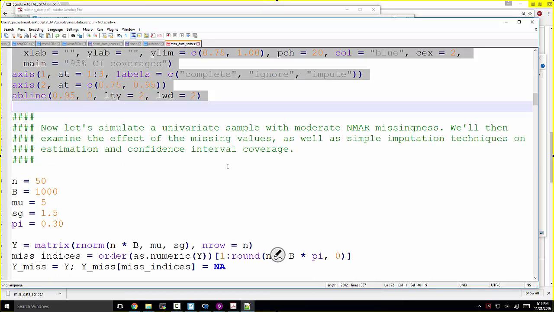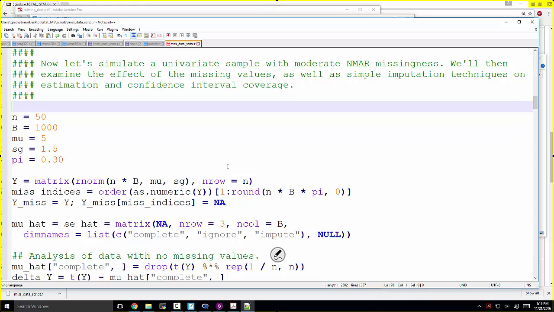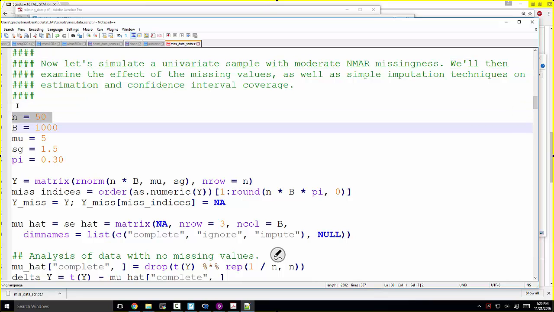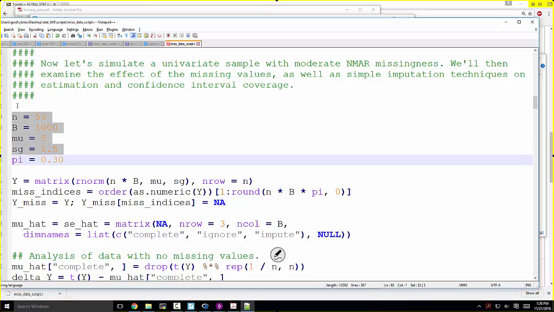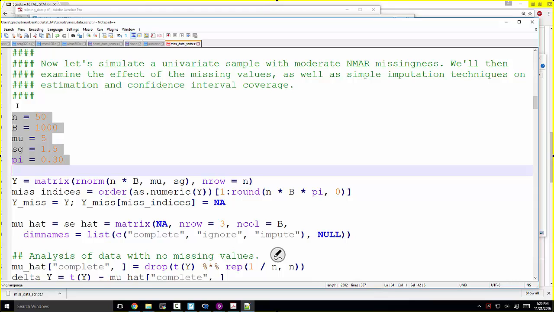Let me show a different simulation while we're on the topic, but now a different mechanism for the missingness. Whereas above, we generated missing observations by a completely random mechanism, flip a coin, and wherever it comes up heads, that's who gets missing. Now we're going to consider not missing at random missingness. This is the worst case. So again, sample size of 50, 1,000 simulations, mu is 5, sigma is 1.5. Proportion of censored observations will again be 0.3.